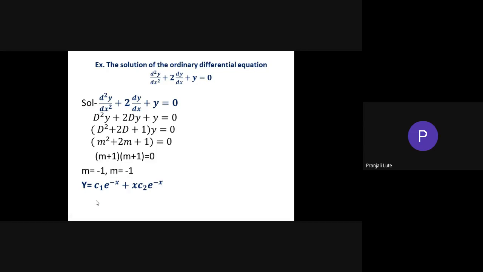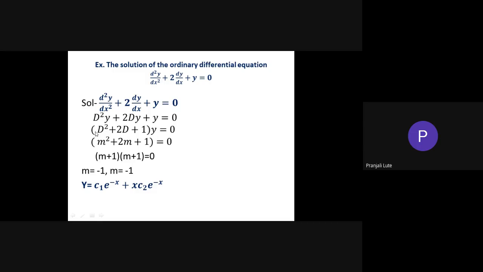Again, I take another example of a linear differential equation with constant coefficient. d square y by dx square plus 2 dy by dx plus y equal to 0. Again, we have to convert this equation in terms of capital D. So D square y plus 2 Dy plus y equal to 0. Taking y common, (D square plus 2D plus 1) y equal to 0.